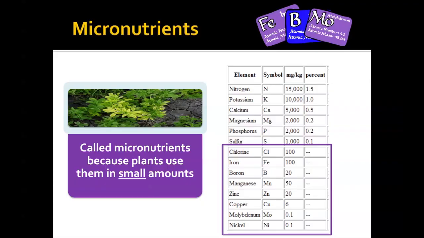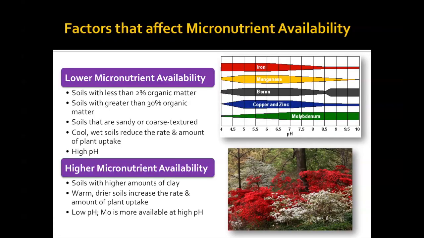Your micronutrients are here because the plant uses them in small amounts. We'll look at those on one of the soil tests and see what it is. Micronutrient recommendations are a lot more qualitative than macronutrient recommendations. We'll get to that as well. So, factors that affect micronutrient availability, very much like pH as well.